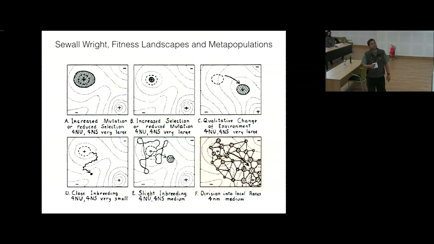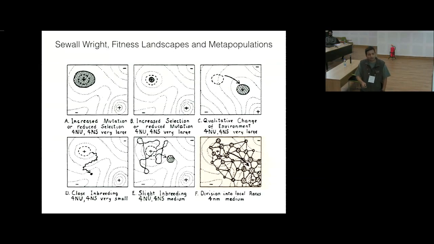So Sewall Wright, he introduced this idea of fitness landscapes where organisms and populations are traversing this rather complicated landscape, and they're going into regions which are more favorable than others, right? And this whole journey, if you believe the previous thing, is driven by this random mutation and generation of mutants.